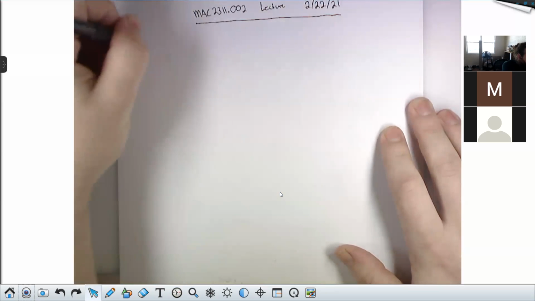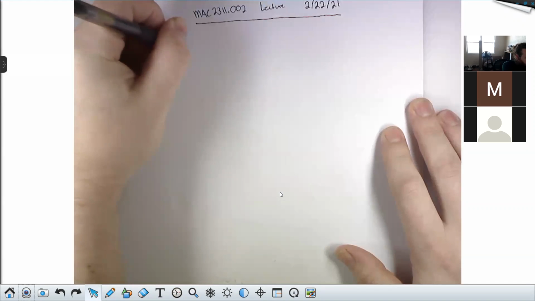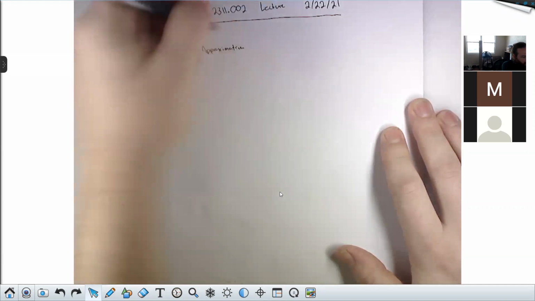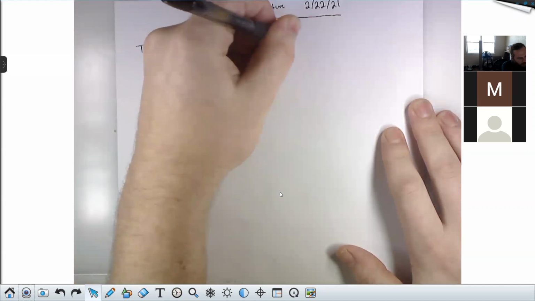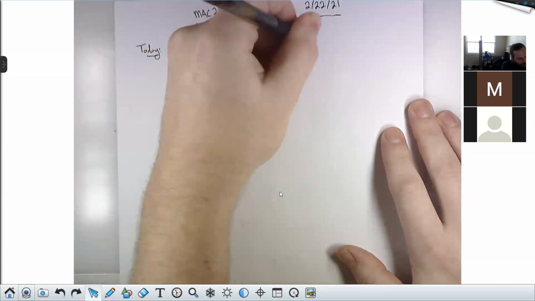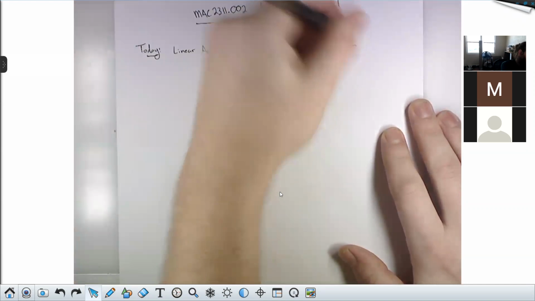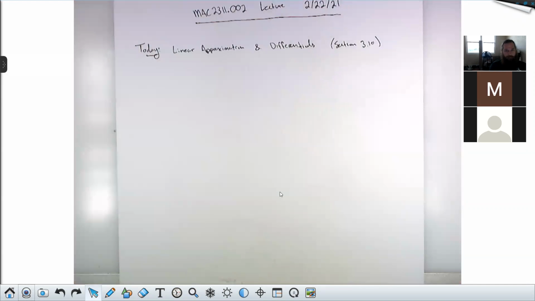So today we're going to talk about linear approximation. Differentials. This is the aforementioned section 3.10.